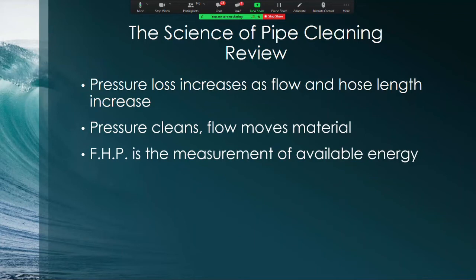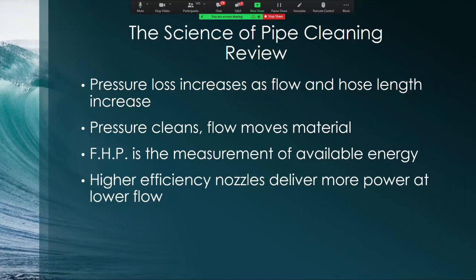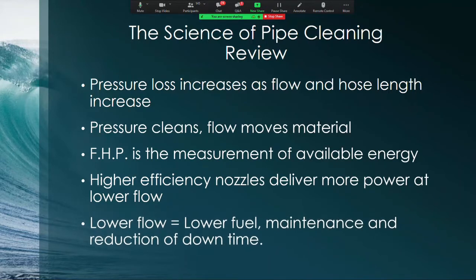Fluid horsepower, we talked about this. It may be a new thing for you to understand, but fluid horsepower is the measure of what energy I have available. It's all good to talk about, oh, look at that nozzle, makes a big pile of water, oh, it moves a lot of debris. But how much energy do I have available, and how do I put it to work is the big question. The higher the efficiency of nozzles, 30 to 60 to 80 to 98%, deliver more power at lower flows. Benefit of lower flow is fuel costs come down, maintenance costs come down, downtime will reduce, because again, I'm not driving the machine as hard.